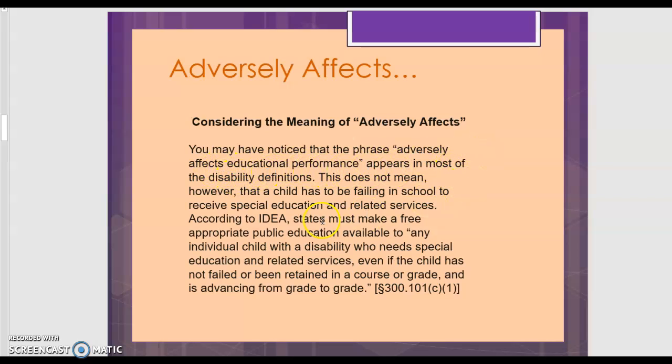So this doesn't mean the child has to be failing to receive special education and related services. IDEA says that states must make a free, appropriate public education, or FAPE, we'll talk about that, available to any individual child with a disability who needs special education and related services, even if the child has not failed or been retained in a course or grade and is advancing from grade to grade.